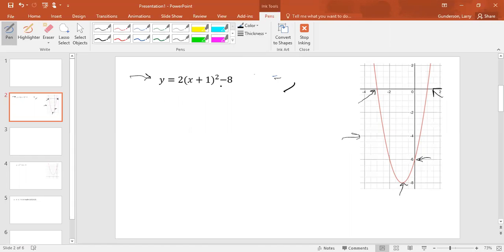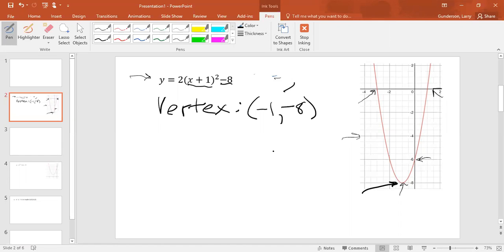So what you do is, it's in vertex form, so you notice this is in parentheses, so that means the opposite. So you're going to go 1 to the left, and this means down 8. So you already, before you even start the problem, know the vertex. It's 1 to the left, which is -1, and down 8, which is -8. And that matches up with what you see on your graphing calculator, 1 to the left and down 8.